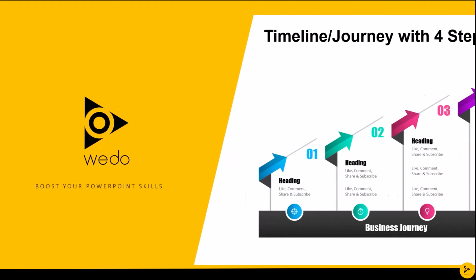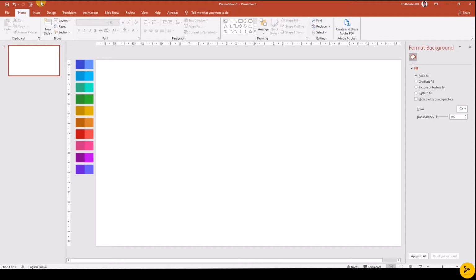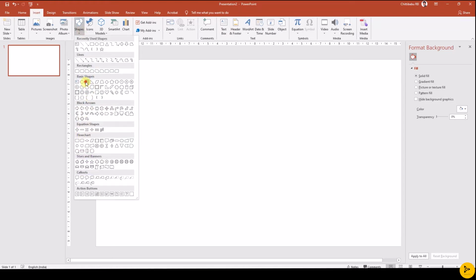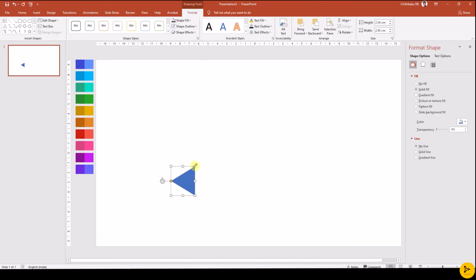In today's tutorial I am going to show you how to create a timeline journey infographic with 4 steps. So let's see how to do this in PowerPoint. First, go to the Insert tab, Shapes, and insert a triangle shape. Rotate it, remove the outline, decrease its size. Add a dark gray fill color.